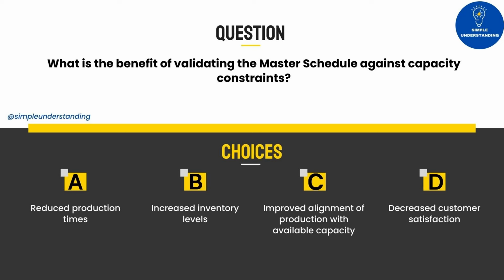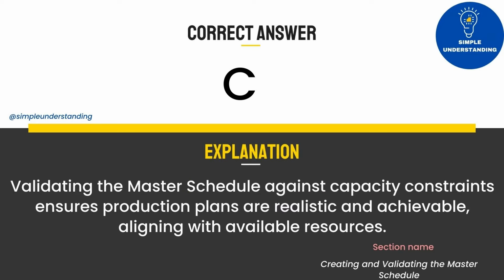10. What is the benefit of validating the master schedule against capacity constraints? A. Reduced production times. B. Increased inventory levels. C. Improved alignment of production with available capacity. D. Decreased customer satisfaction. Correct answer: C. Overall explanation. Validating the master schedule against capacity constraints ensures production plans are realistic and achievable, aligning with available resources.